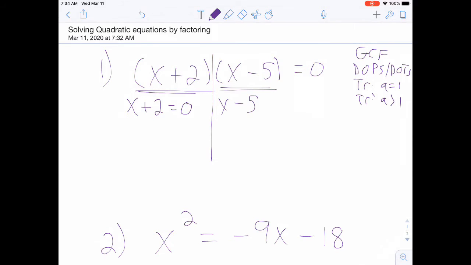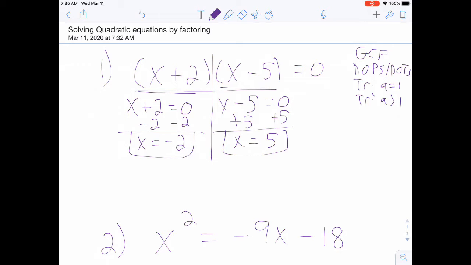So I have x plus 2 equals 0 and x minus 5 equals 0. Remember, I'm looking for those values of x that'll make this equation true. So on the left-hand side, I'm going to subtract 2 from both sides because I need to solve for x. So I get x equals negative 2. And I'm going to add 5 to both sides, and I'm going to get x equals 5.